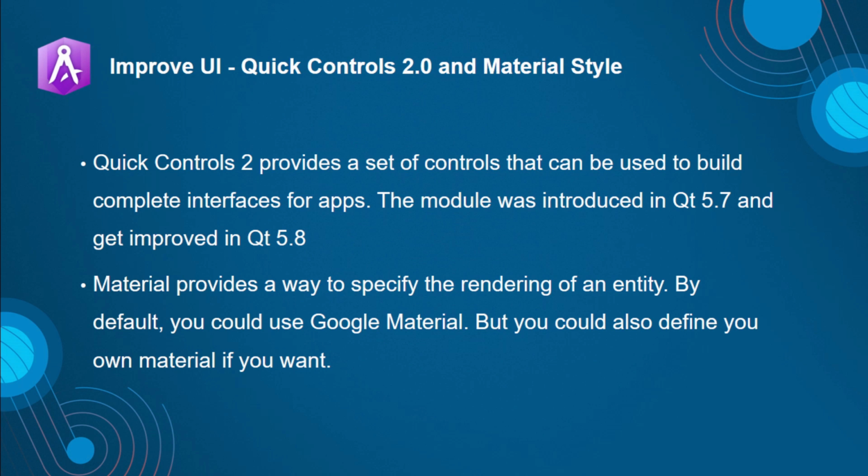We first talk about how to use Quick Controls 2.0 and how to use a material style. Quick Controls 2.0 is a library provided by Qt that will give you a set of controls or widgets that can be reused to build a complete interface for your apps. Basically, this makes it easier to write code and write the UI for your app. This module was introduced in Qt 5.7 and improved in Qt 5.8. The material style is another library that provides a way to specify the rendering of certain entities on controls components. By default, you could use Google Material if you use these libraries, but you could also set up your own material style if you want.